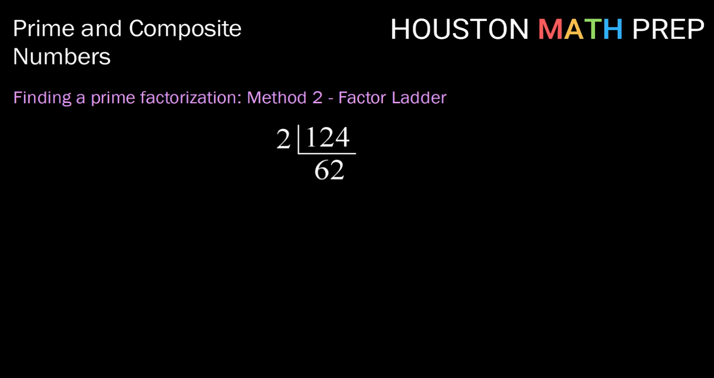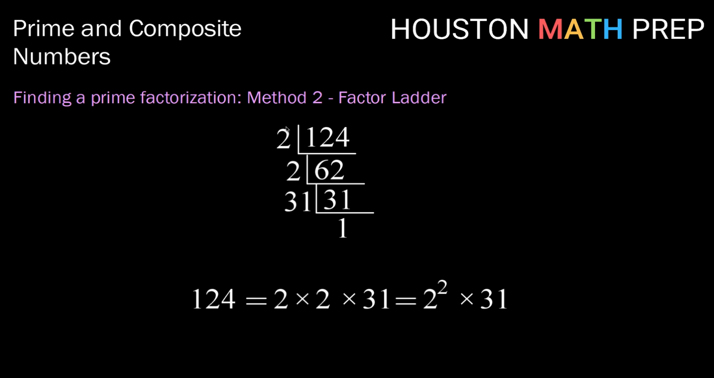Now we continue until we're all out of primes. So 62 is even. So again, I can divide it by 2 and get 31. 31 is a prime number, so all we can do is divide it by 31. And now that we have a 1 at the bottom, we know we are finished. So that means 124 is the product of all the numbers down our ladder here, or 2 times 2 times 31, which again can be written as 2 squared times 31.